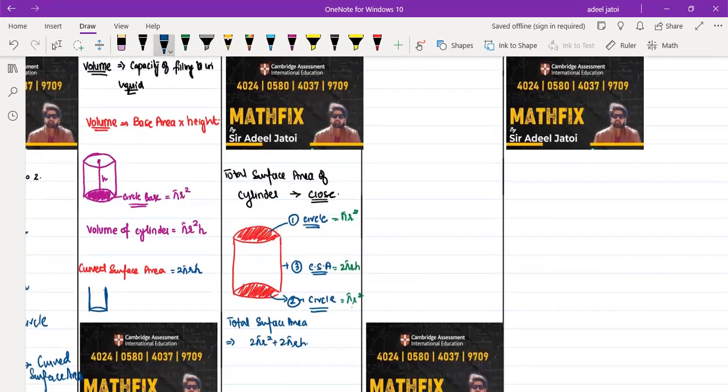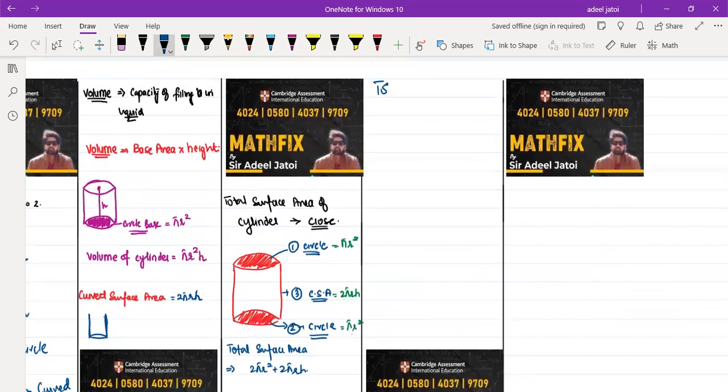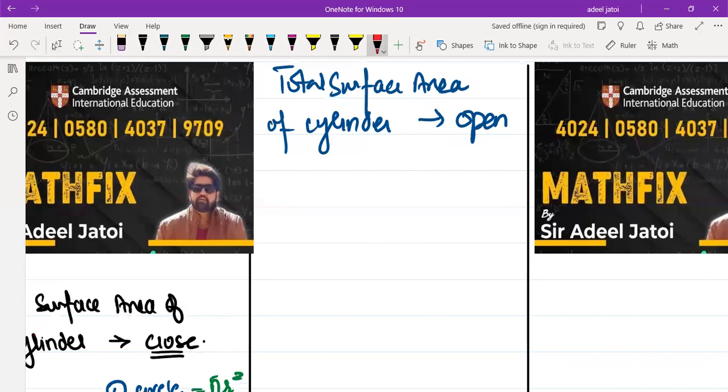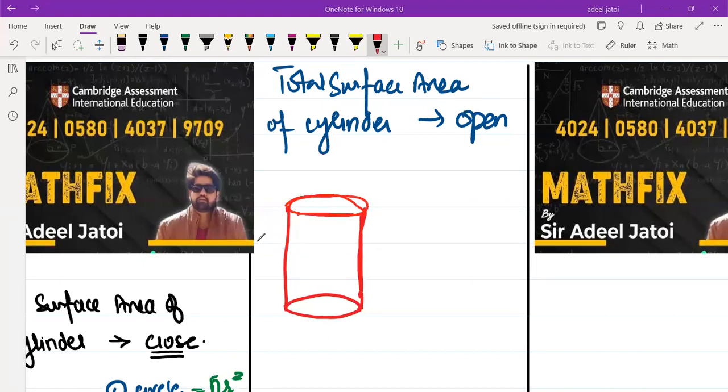Similarly, if I say total surface area of a cylinder, but now the question says it is open. If it is open, what do we have? We have a circle at the base. Now this will be your cylinder. That means you do not have the top circle in this. That means this is not there.